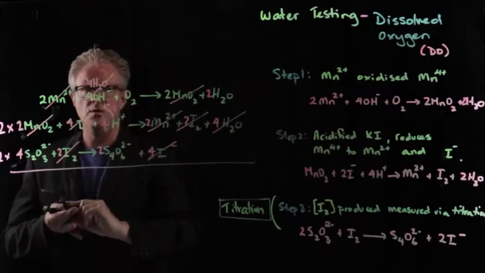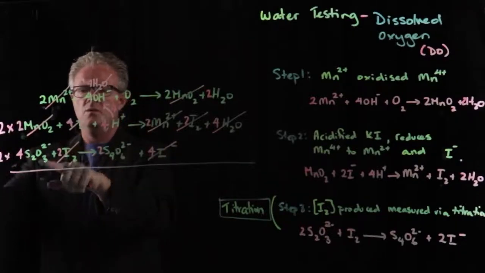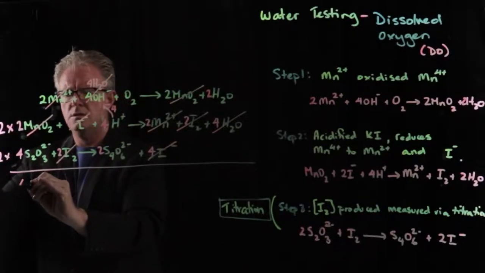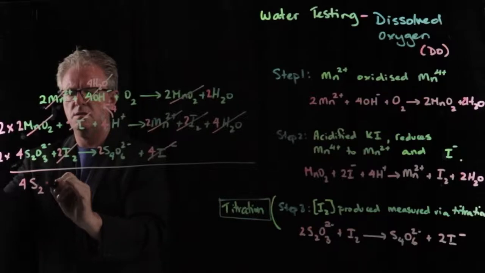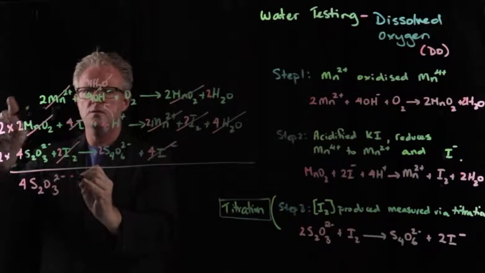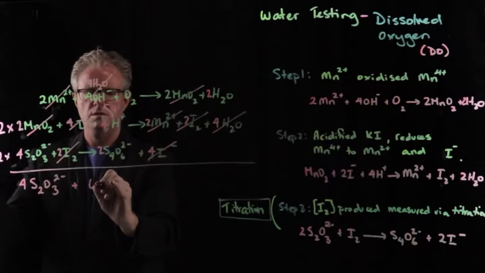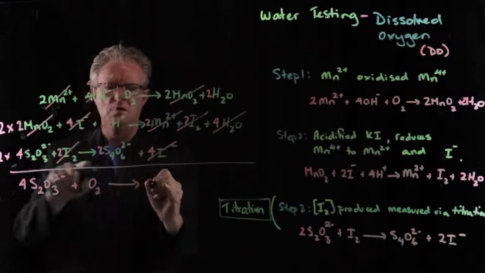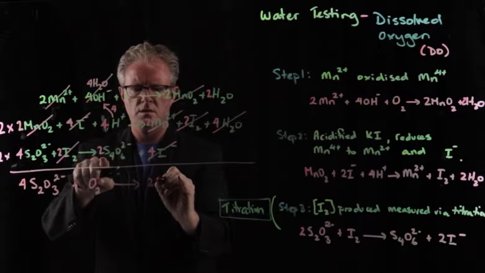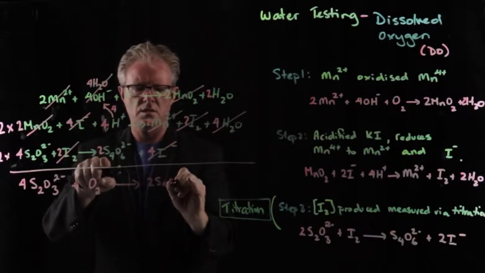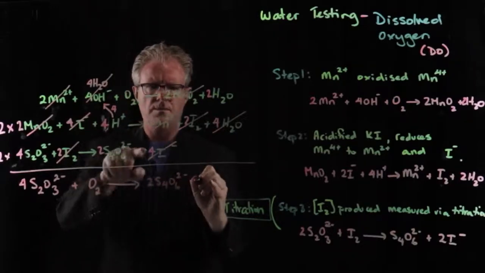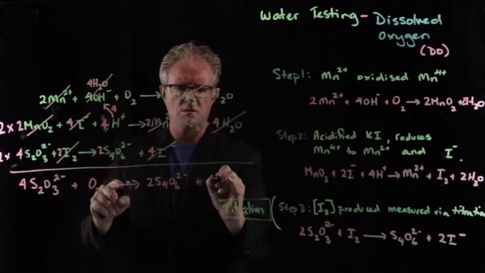So let's add them up. What have we got on this side here? We've got our 4 thiosulfates. What else have we got? We've got our oxygens. Then we've got our product here. What else have we got? And we've got waters. 2 waters.